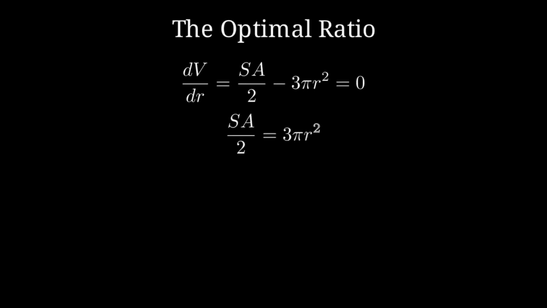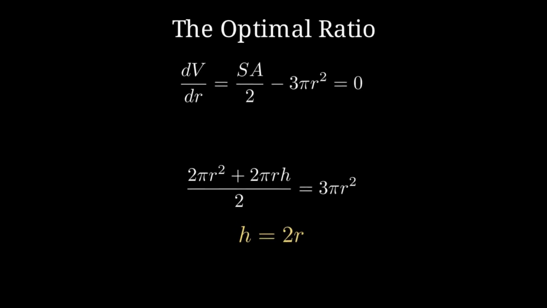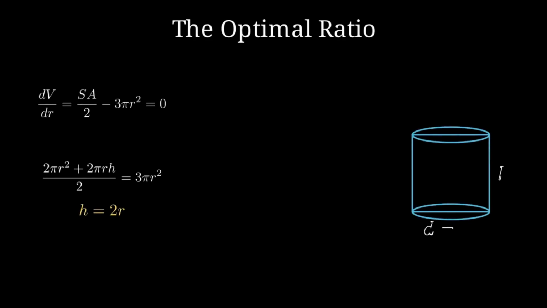Interestingly, when you solve this optimization, you find that the maximum volume for a given surface area occurs when the height is exactly equal to the diameter. This is why many industrial storage tanks look like a square from a side profile. It is the most mathematically efficient shape for a cylinder.